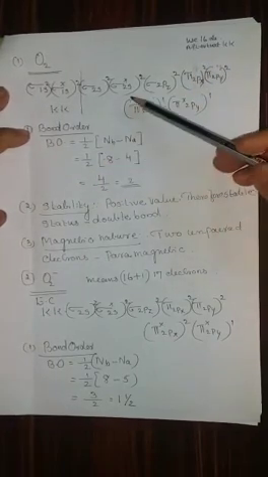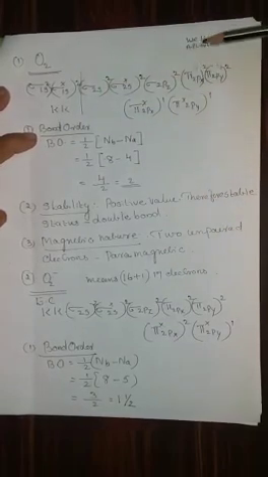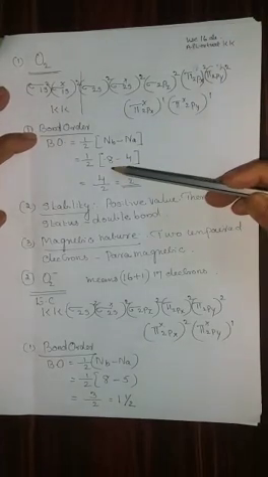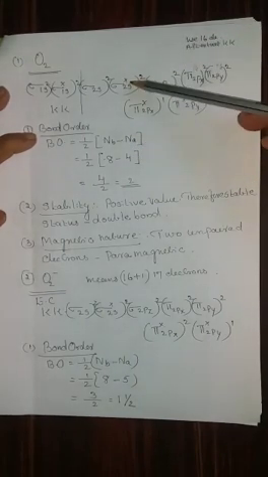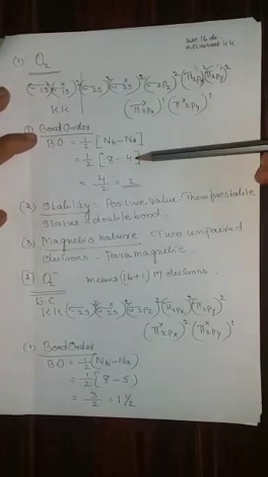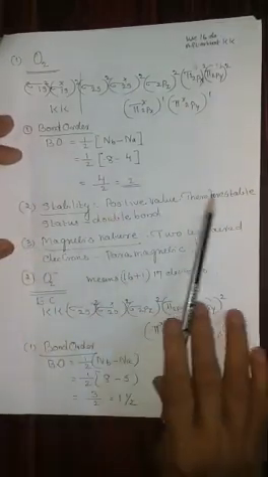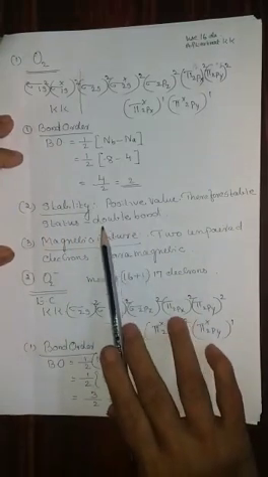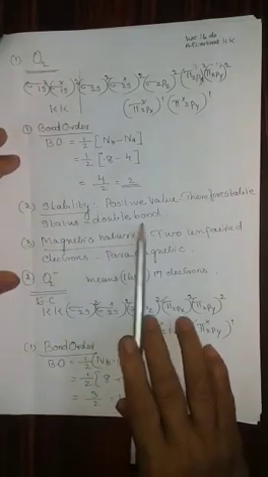Half into number of bonding electrons is 2, 2, 4, 2, 6, 2, 8. Therefore 8. Now anti-bonding electrons: 2 here and 1 here and 1 here, total 4. Now the bond order is 2. Stability: positive value, therefore it is stable, and the status is double bond. When the number is 2, it means it is a double bond.